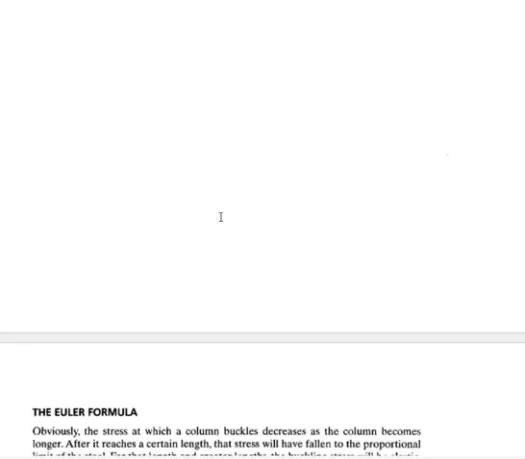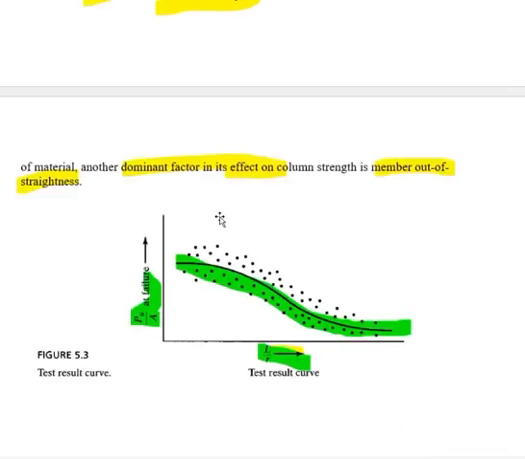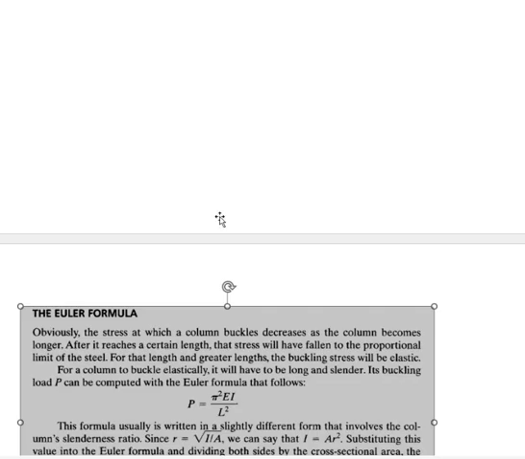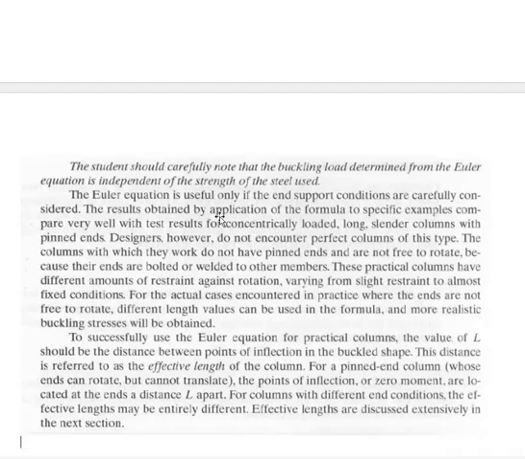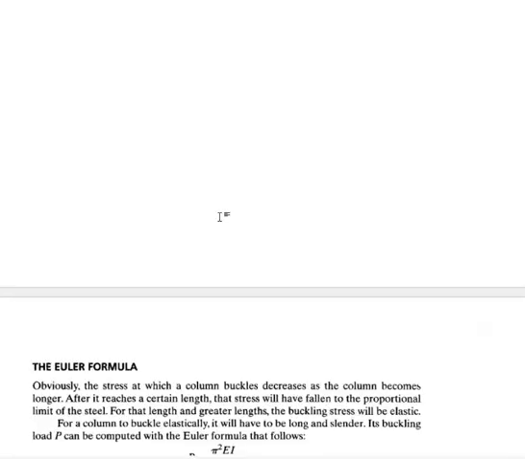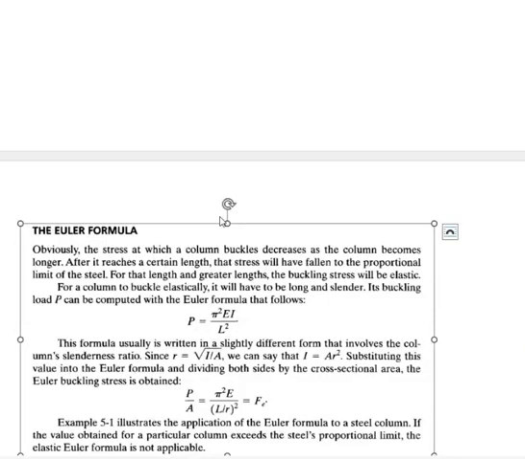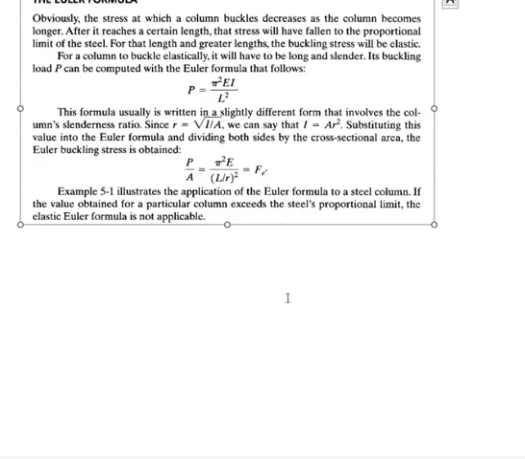Let us see here. Next page. The Euler formula. Let us study about this. So in this one, the Euler formula, we will talk about the Euler formula.